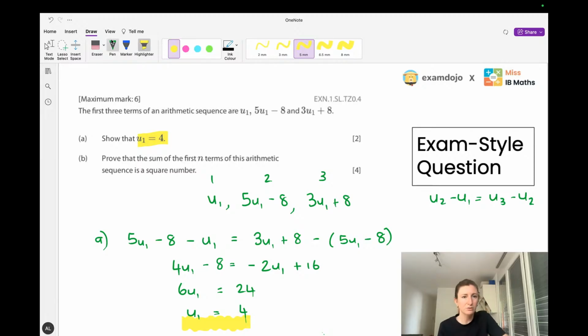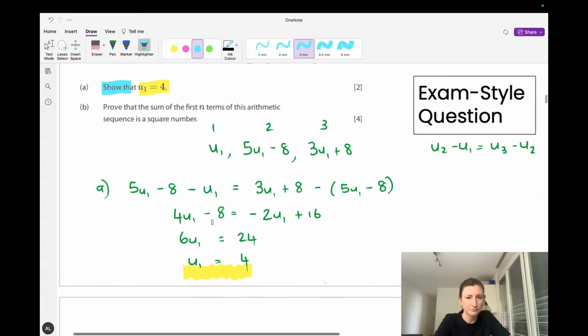Very important to note here that when they say "show that," that command term, you cannot use this fact. You cannot substitute immediately that U1 equals 4 into here and then show that it works. You have to pretend like you haven't seen that and end up with it. You can't use it in your working.